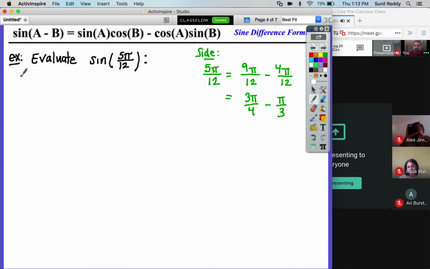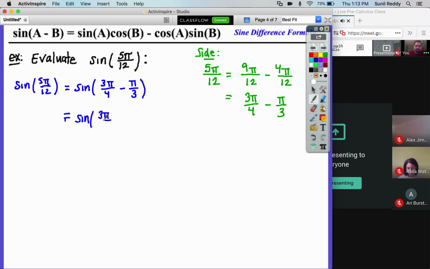So I'm going to use this combination. Now I have that the sine of our 5 pi over 12 angle is equivalent to the sine of 3 pi over 4 minus pi over 3, as my side work indicated. And then again, I'm just going to use my sine difference formula, which I have up top. This says the sine of the first angle times the cosine of the second angle, minus the cosine of the first angle times the sine of the second angle.